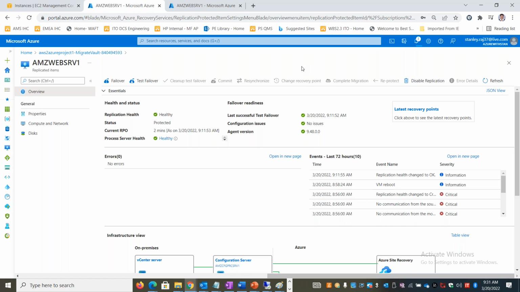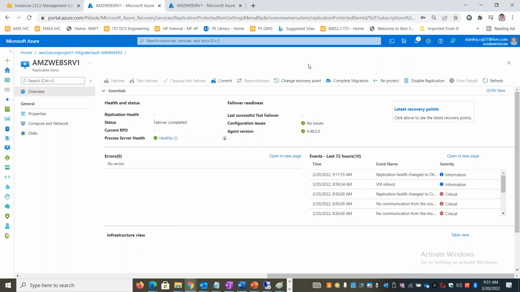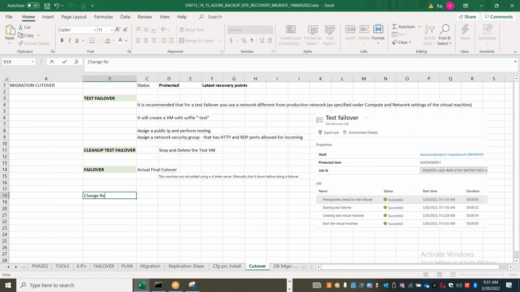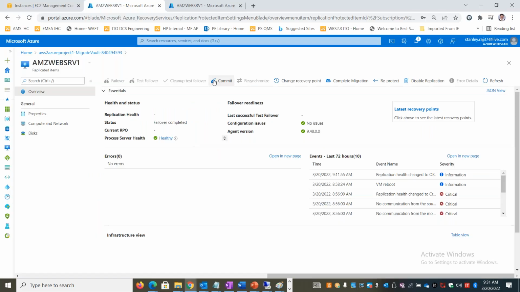And in case they feel the data is still not properly available, I can just do a resync again. That option will be available. I can try to change the recovery point. If they are still not happy, I can go and do a resynchronize. And last, if everything is completed and everyone is confirming that we are good, we can go and commit the migration and close it off and complete the migration fully.